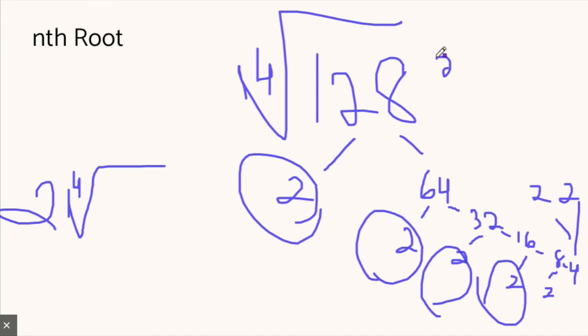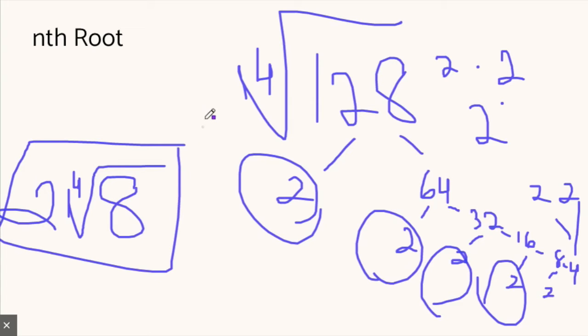Okay, in this case it's 3 2s, and we just multiply them together. 2 times 2 is 4. 4 times 2 is 8. So the answer is 2 times 4th root of 8. And that's how you would simplify this.